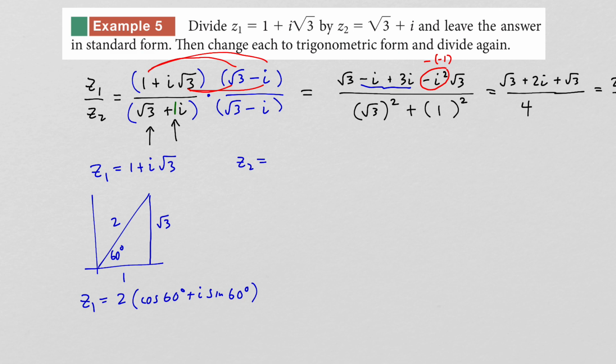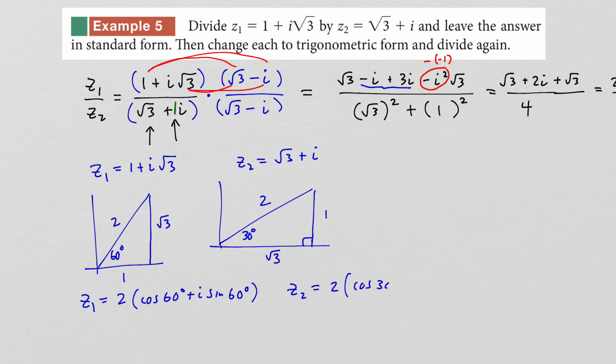And the second complex number, radical 3 plus i, is also in the first quadrant and has a real part of radical 3, an imaginary part of 1. So the argument is 30 degrees, modulus is 2. And so z2 is 2 times cosine of 30 degrees plus i sine of 30 degrees.